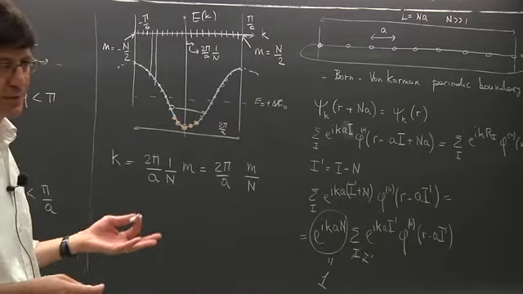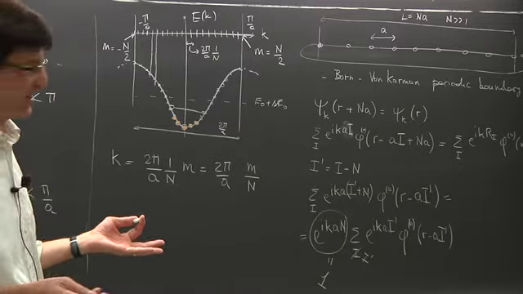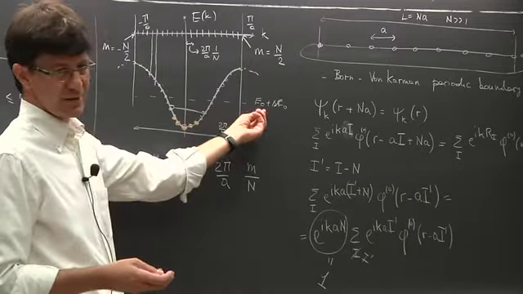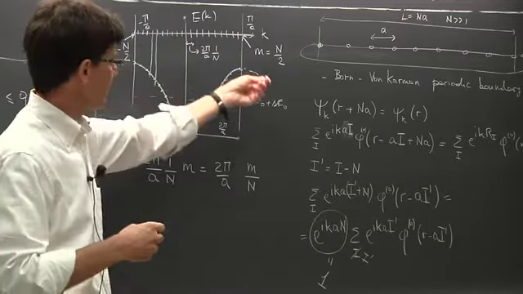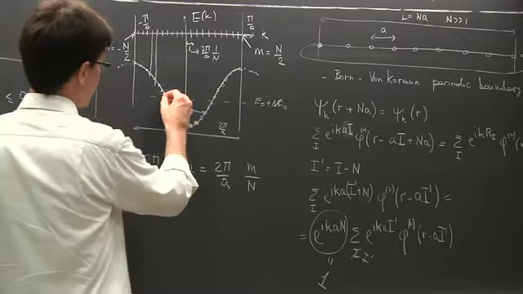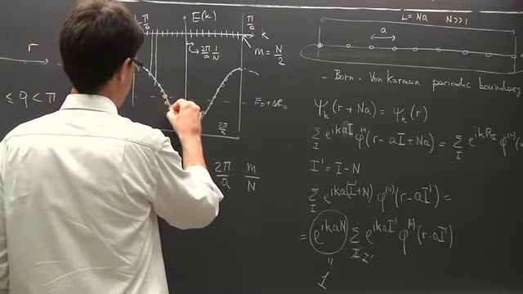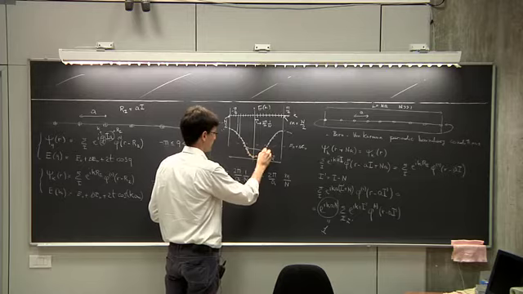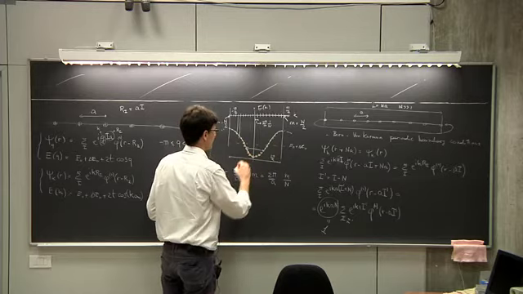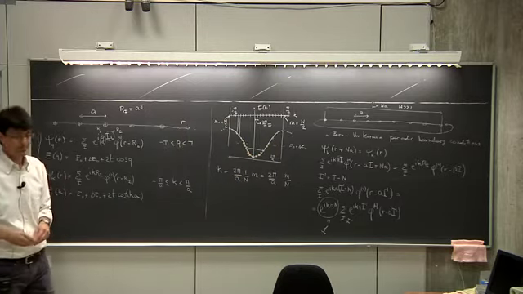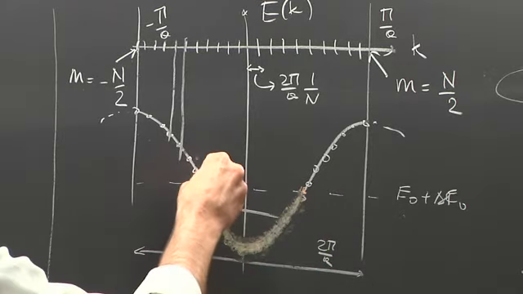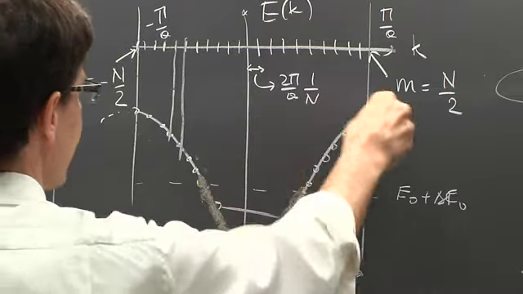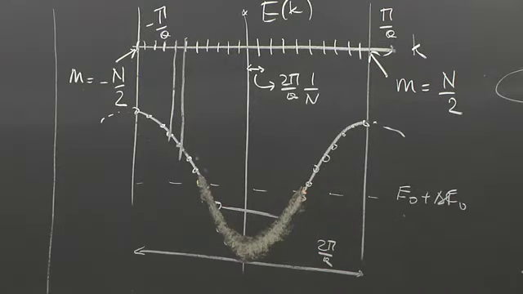So where will we stop? Halfway. And where is halfway? Here. It is a sinusoidal function, so halfway means that we stop here. All right? So these states will be filled, and these states will be empty in our problem.